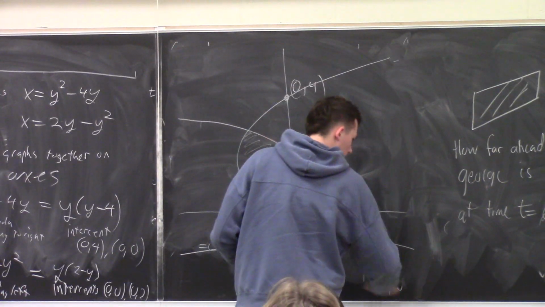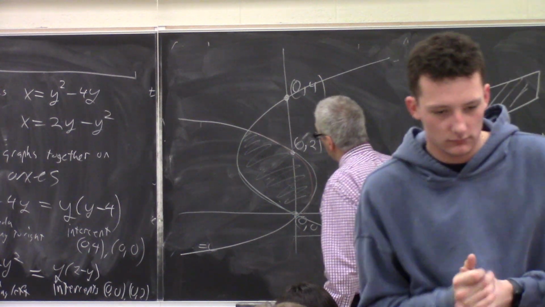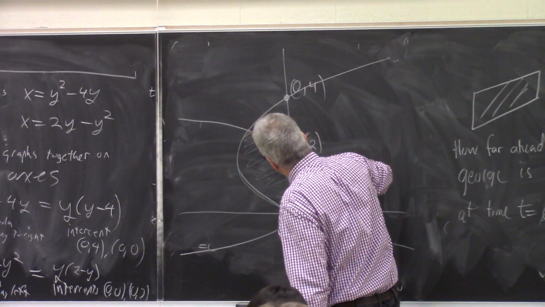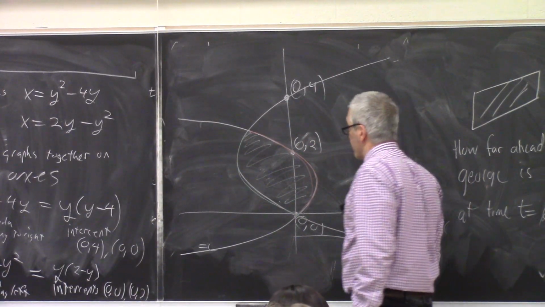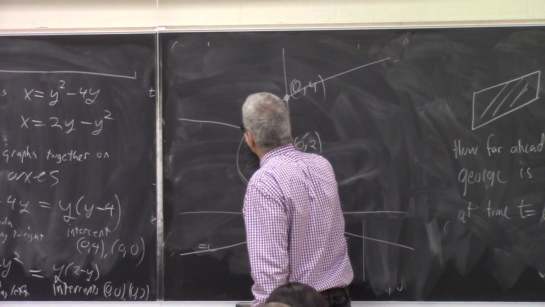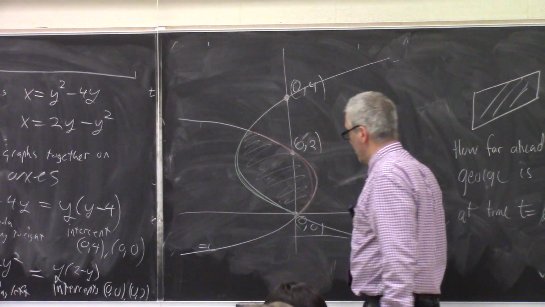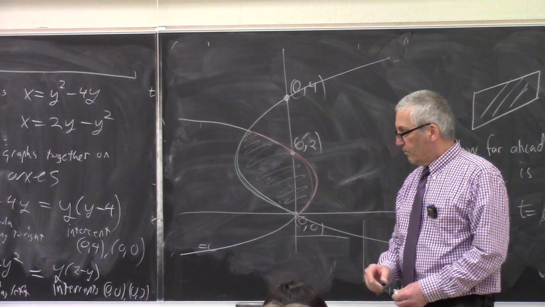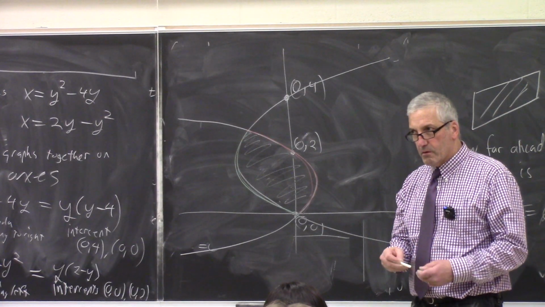Great, thank you. All right, so Trent says this is a simple region, and this red thing is the top graph, and this green thing is the bottom graph. Somebody draw in one of the little skinny rectangles of this region.